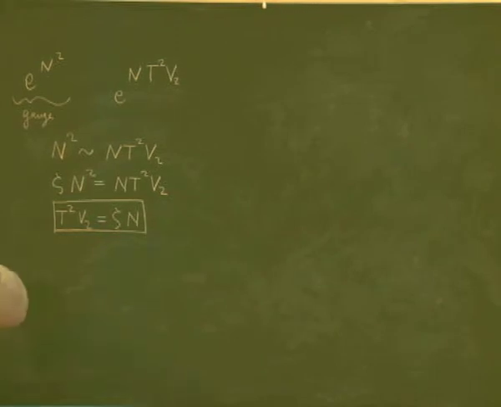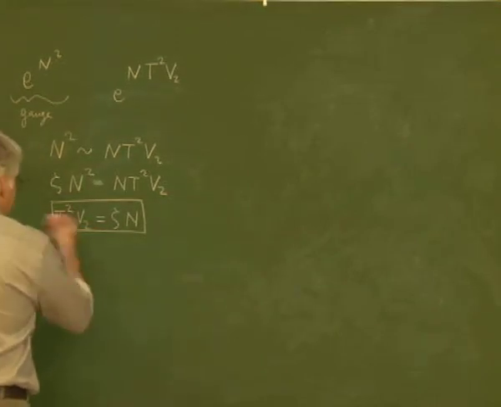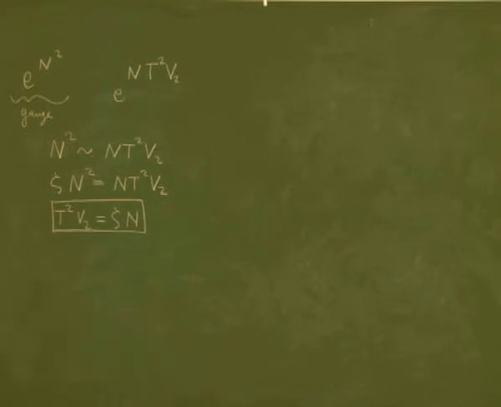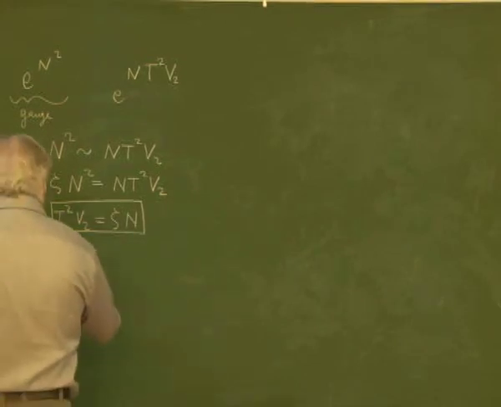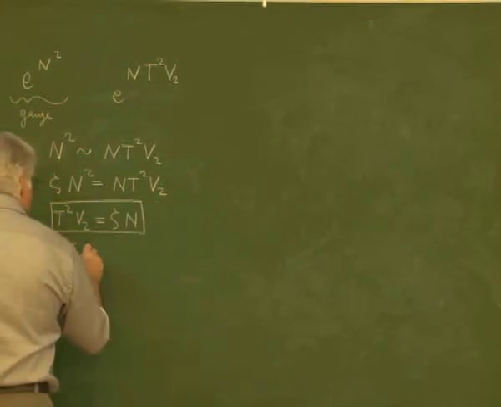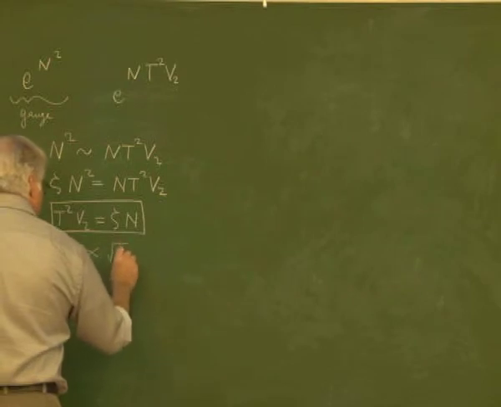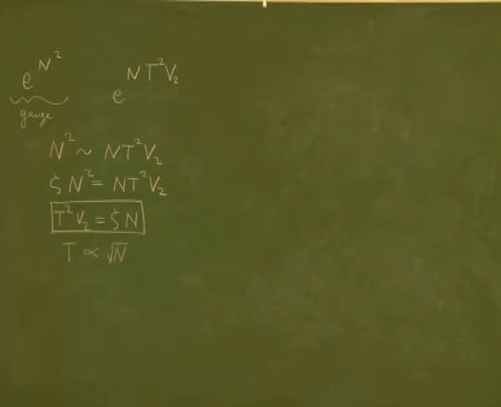Okay. So this tells you now, because I'm working with a conformally invariant theory, I can just set V2 to 1 or some fixed number, whatever. So basically what this tells you is that T is proportional to the square root of N, which means that the large N limit and the high temperature limit actually go together. They are synchronous, and this is the reason why we can solve this problem.